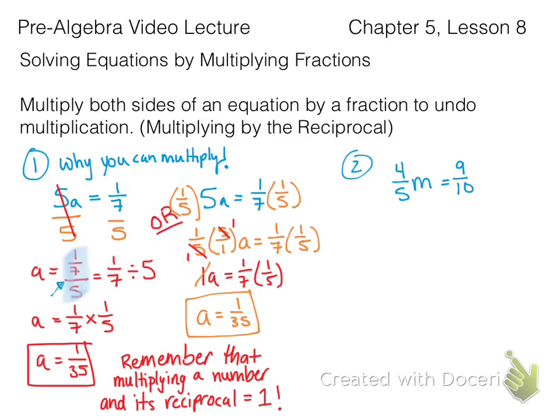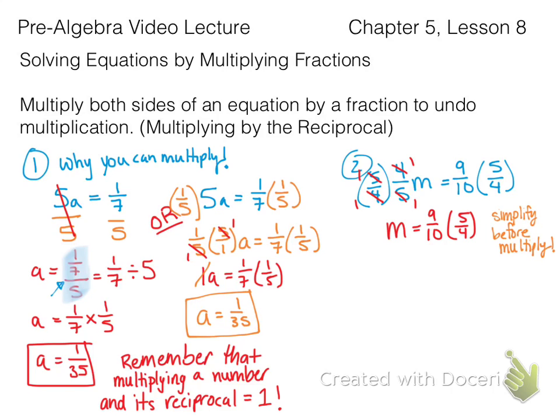We have 4/5 m equals 9/10. So we're going to multiply by the reciprocal of 4/5, which is 5/4. We're going to do it on both sides of the equal sign, and that's going to cancel out, giving you just 1m, or just m. 9/10 times 5/4. We can simplify before we multiply. So 5 goes into itself once, goes into 10 twice. m equals 9/8. But that's not simplified.